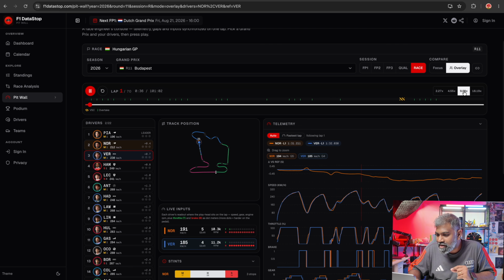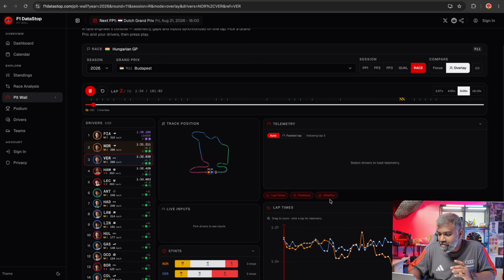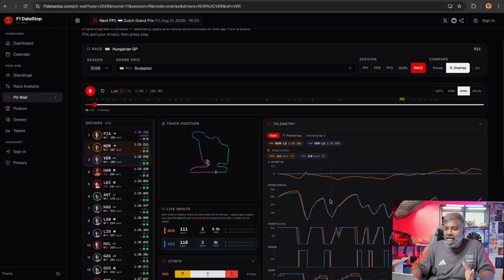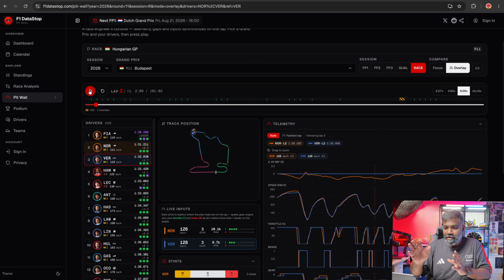You can also speed it up so that you can see it really fast, and you also get to see who's on the throttle, who's on the brakes, and all of that, right? So this is something really cool. So I highly recommend that you go and play around with this site as much as you want, because you will literally lose track of time replaying races from the past.